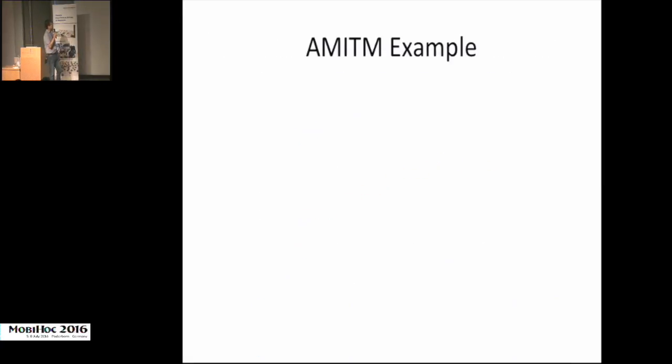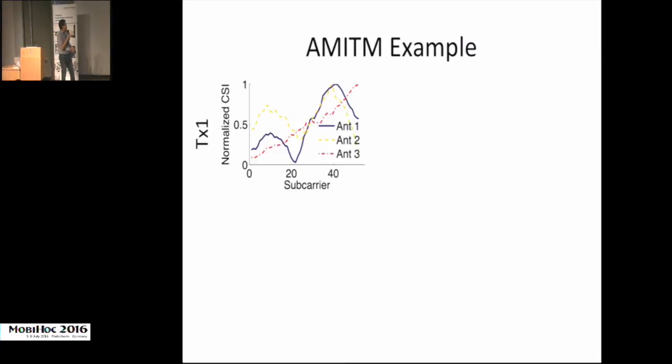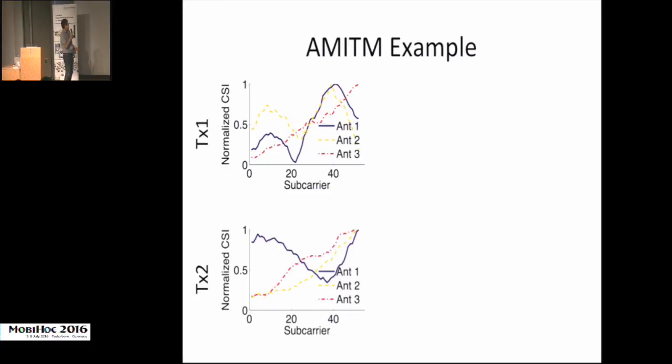Now I'm going to show you a very simple example of what we found in our analysis. Here are two CSIs sent from the two transmitters. We don't need machine learning. Even if you just look at the CSI by eye, you know they are from different transmitters because they look so different.